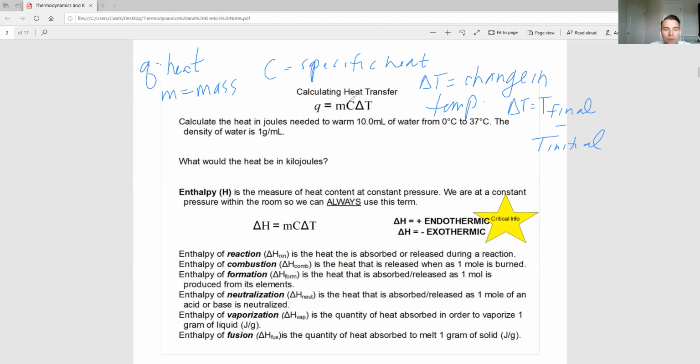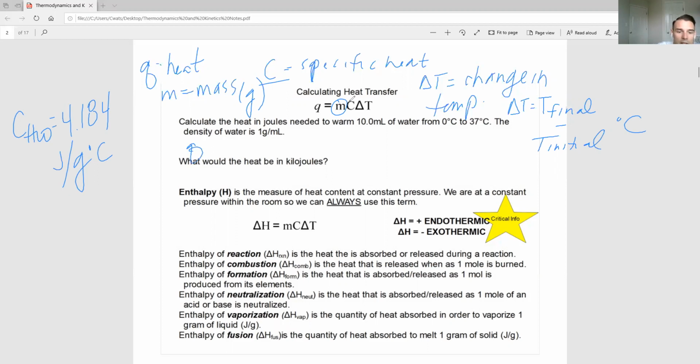It says calculate the heat in joules needed to warm 10 milliliters of water from 0 degrees Celsius to 37 degrees Celsius. The density of water is 1 gram per milliliter. So delta T, we definitely want in degrees Celsius due to our specific heat. Remember the C for water is 4.184 joules over grams degrees Celsius. We are using degrees Celsius, no more Kelvin like we were doing in gas laws. And mass is in grams, obviously. 10 milliliters is 10 grams due to water's density.